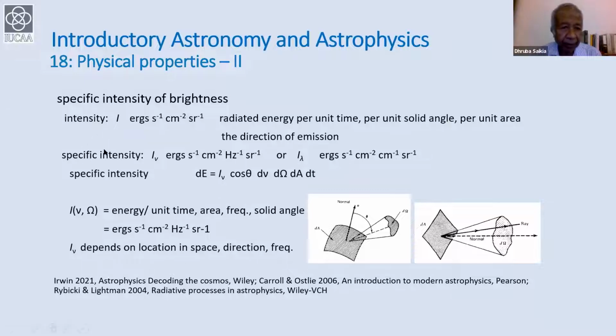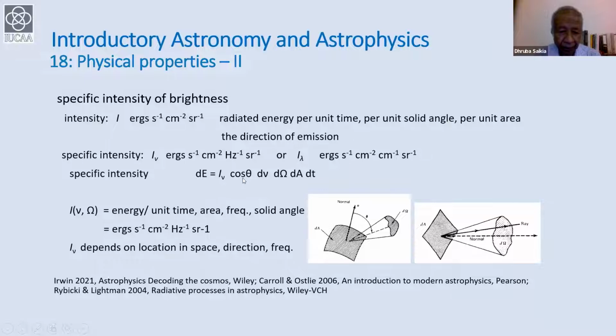And if I talk about intensity at a particular frequency or wavelength, then I also have to put in per unit frequency or per unit wavelength. Often this could be per unit angstrom. So one is the energy per unit time, per unit area, per unit frequency or wavelength, per unit steradian. Okay, so this is the standard definition of specific intensity.